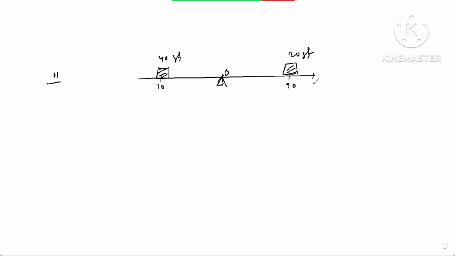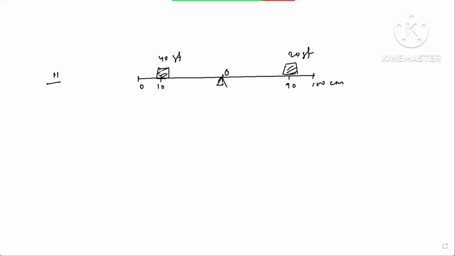In question number 11, a figure shows a uniform meter rule placed on a fulcrum at its midpoint. This is the point O. Here at the 10 centimeter mark, a 40 gram force is placed. Here at the 90 centimeter mark, a 20 gram force is placed. And this is the 100 centimeter mark, and this is the 0 centimeter mark.